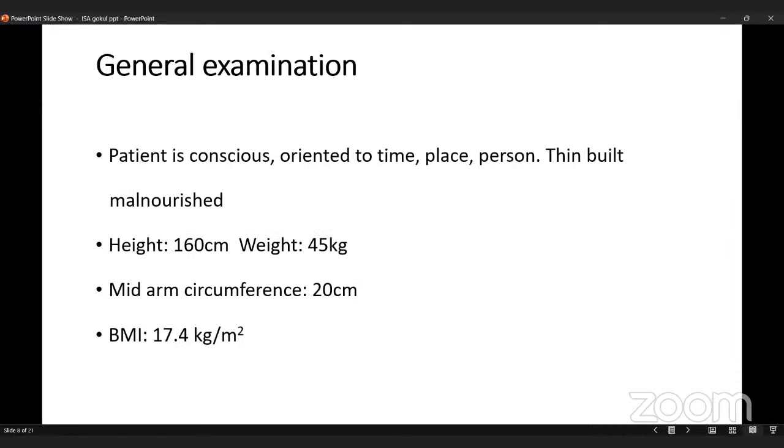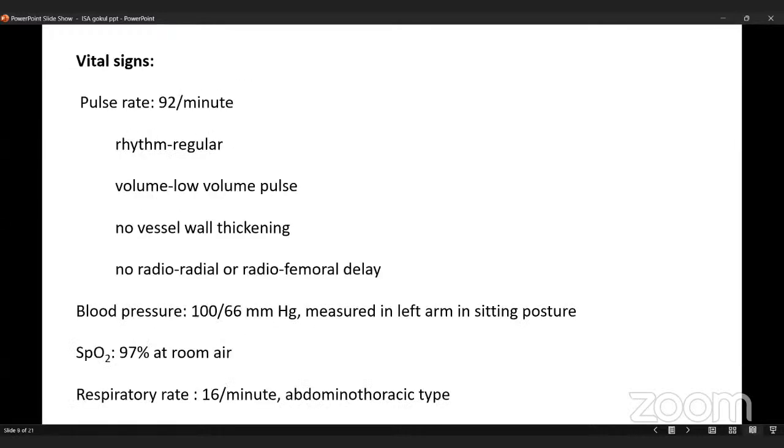So, coming to general examination. Patient is conscious, oriented to time, place, person, thin built, malnourished, height of 160 cm, weight of 45 kg, mid-arm circumference of 20 cm, BMI of 17.4 kg per meter square. Vital signs: pulse rate of 92 per minute, rhythm regular, low volume pulse, no vessel wall thickening, no radioradial or radiofemoral delay. Blood pressure 100 systolic and 66 diastolic, measured in left arm in sitting posture.